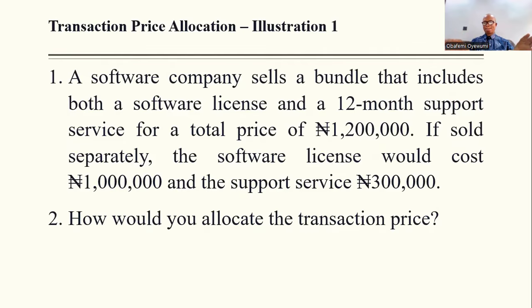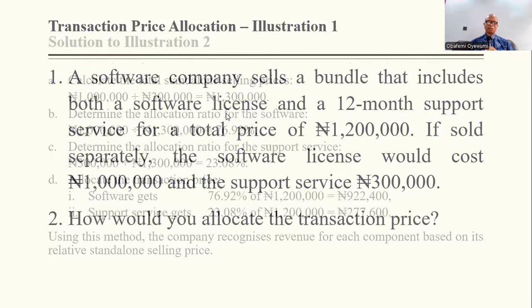So there's a contract here. There's a customer, there is a vendor. The terms have been stated, and the standalone prices we also know for the distinct good and service. So there's a good here and then a service along the line. How will you allocate the transaction price? Now let's look at how this will be done. Let's look at the solution.